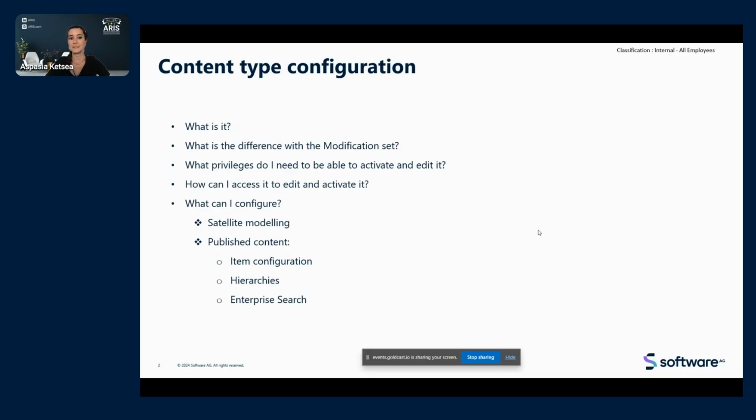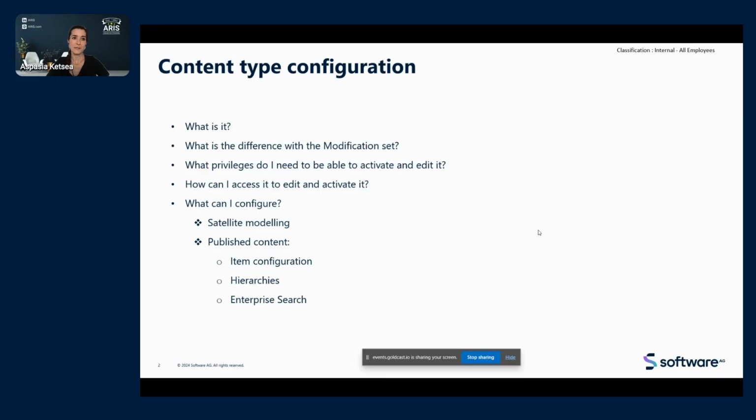The difference is that I do mostly different things in these spaces. So satellite modeling is only under the content type configuration. And the new functionality about the enterprise search is also only under content type configuration. The modification set is where I update the company colors and edit the fact sheets and a few more things. And indeed, I can do item configuration in both.